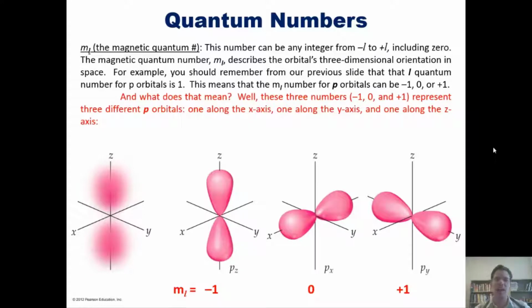If I've got an L number, that is an azimuthal quantum number, of 1, that tells me I'm talking about a p orbital. But what kind of p orbital? Am I talking about the one along the x, the y, or the z? Once again, that is the m sub L number. If it's negative 1, it may correspond to z. If it's 0, it may correspond to x. And if it's positive 1, it may correspond to y.